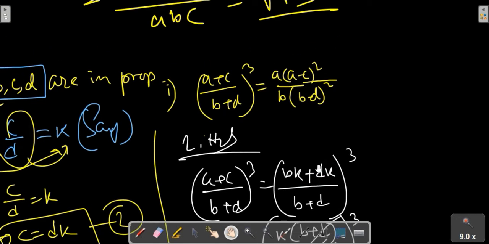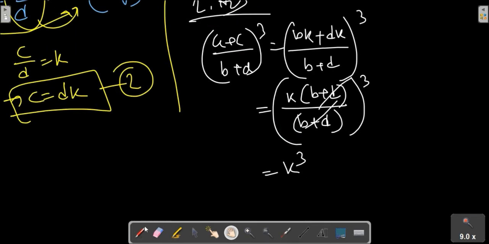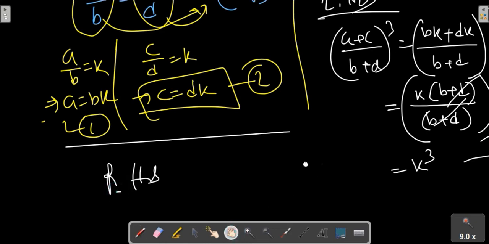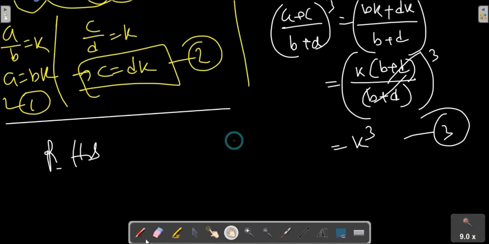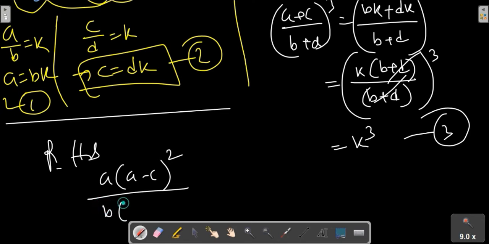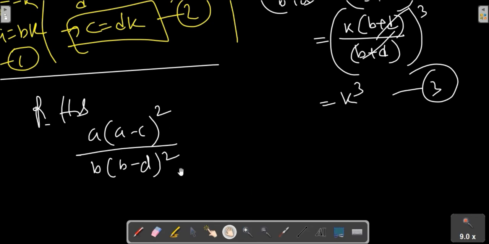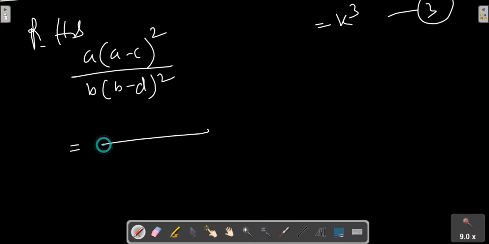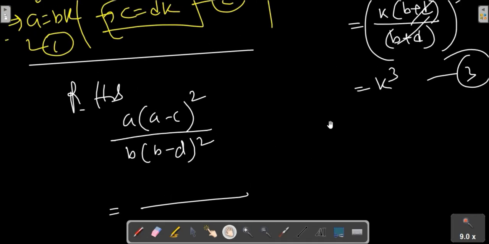Now we will do the same thing in the RHS part as well. So let us give it equation number 3, sorry for that, and we will now proceed with the RHS part. So in the RHS part, what I can see, it is given a into (a minus c), then divided by it was whole square, and then divided by b into (b minus d) its whole square. So let us see that it also should come k cube only, right? Because we need to show LHS and RHS, they should be equal with each other. So before that we will put all the values in the same manner.